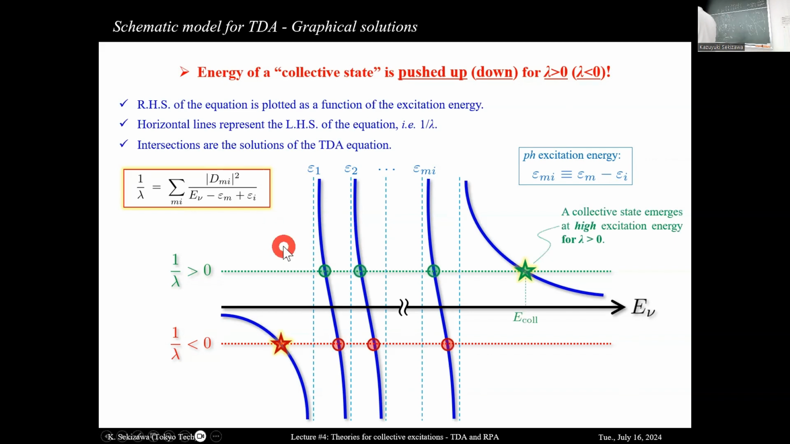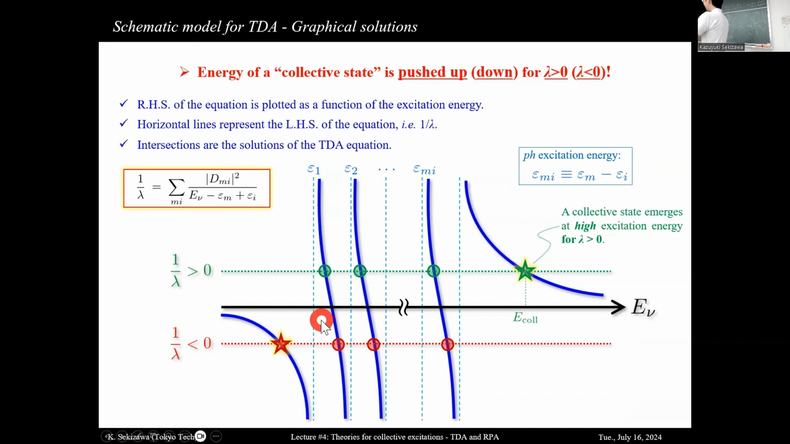Okay, so you can find those cross points between 1 over lambda and these blue lines. Those are solutions related to the solutions. And as you can see, you have those cross points close to particle excitation energies. So those are just a particle excitation that I naively explained in the beginning of this lecture.